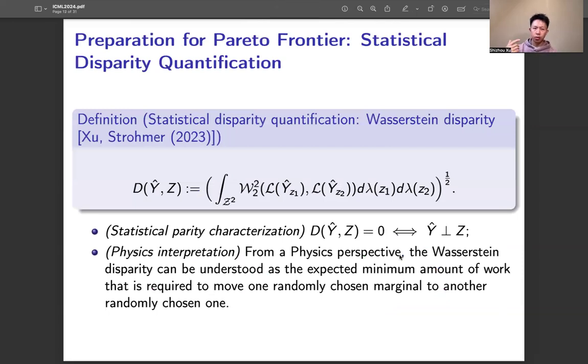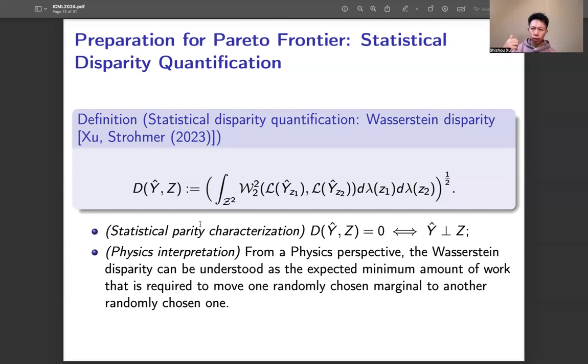Okay, next, we move on to the Pareto frontier. To start, we need to relax the strict statistical parity constraint in problem one. To do so, we introduce the following statistical disparity quantification called Wasserstein disparity. It is denoted by d(Ŷ, Z). It's defined as the average pairwise distance, Wasserstein distance, between the sensitive groups.